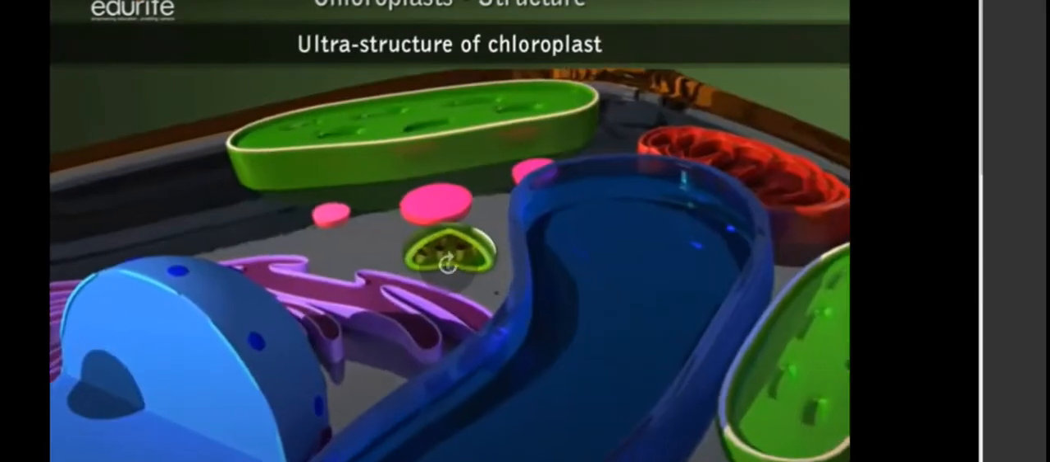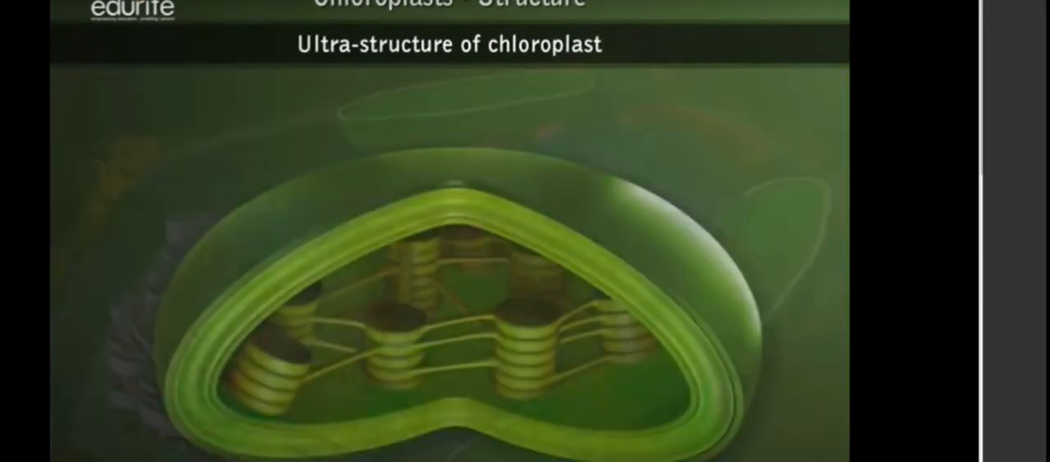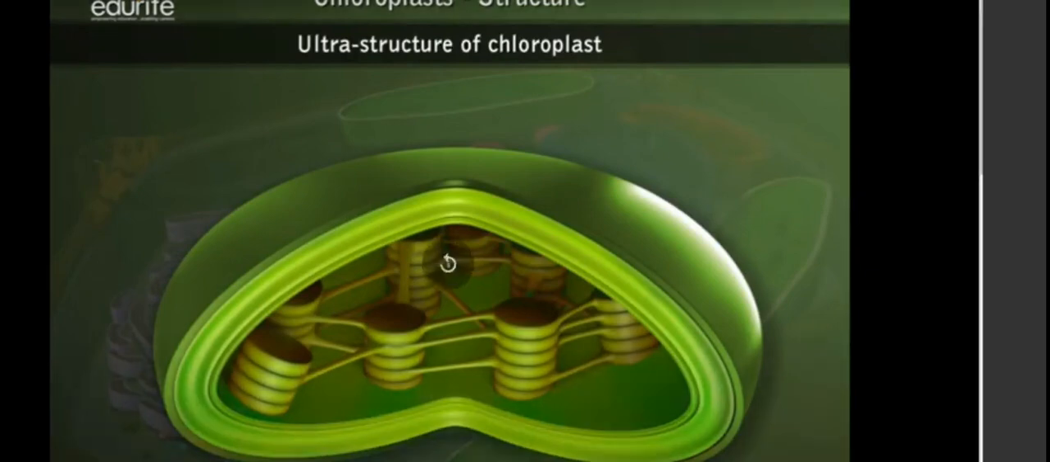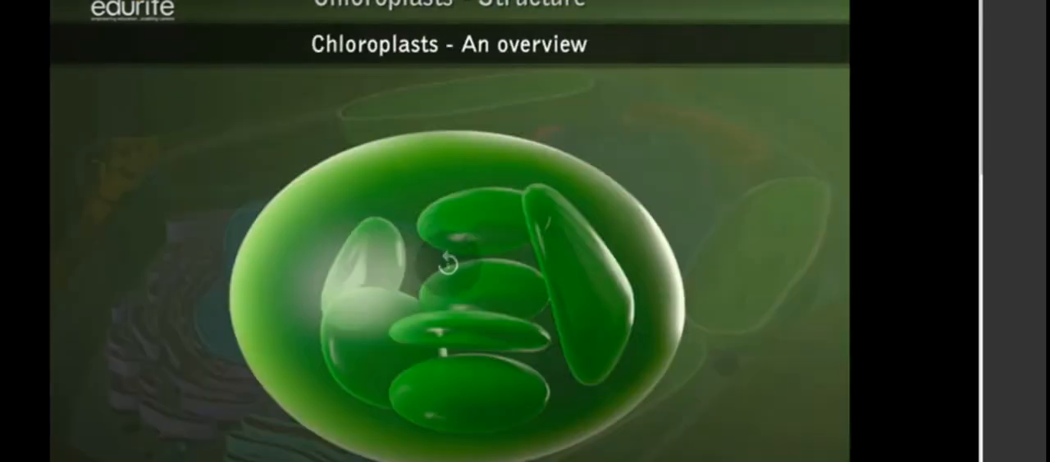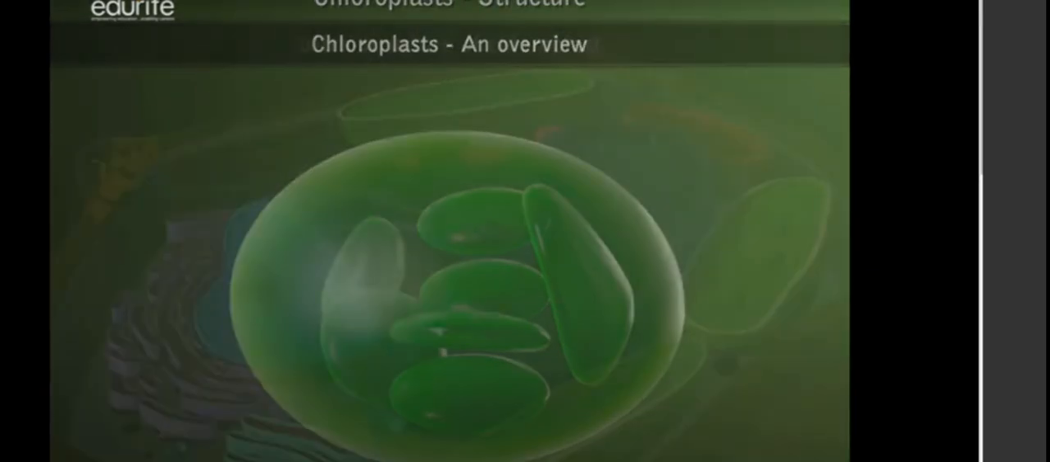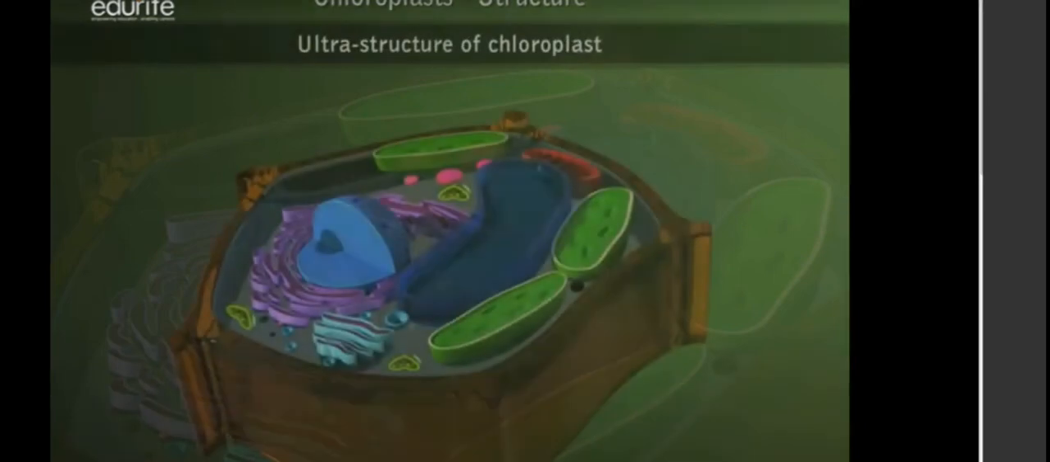Now look at here the ultrastructure of chloroplast. When you enter into the plant cell, you can see here this brown color is your cell wall, and this green color structure is your chloroplast. Here the red color structure is the mitochondria.